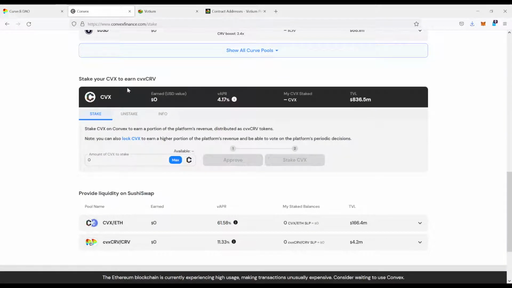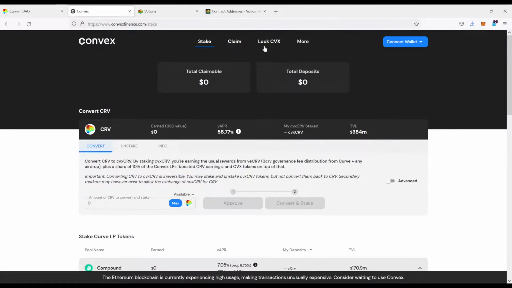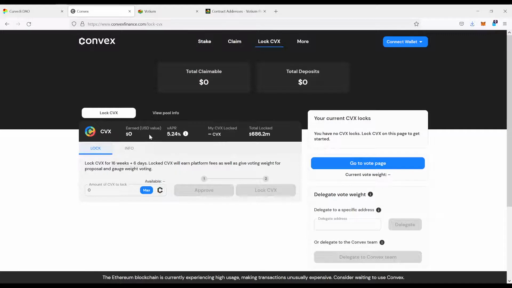And then you have also another option. This would be basically the next step. When you earn some CVX, then you can either come over here and stake your CVX, okay? Therefore, you just earn platform revenue, and this is distributed as CVX CRV. But you can also, and this is exactly the strategy we are talking about today, because this is really the brilliance about CVX, you can come over here and lock your CVX.